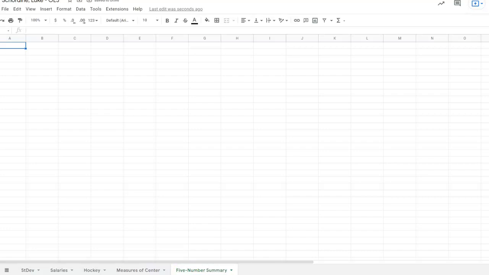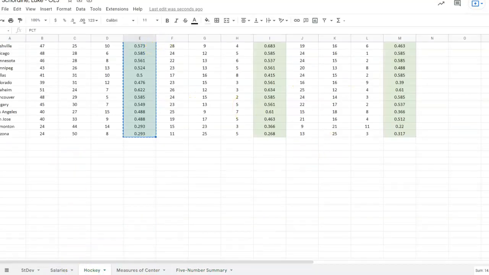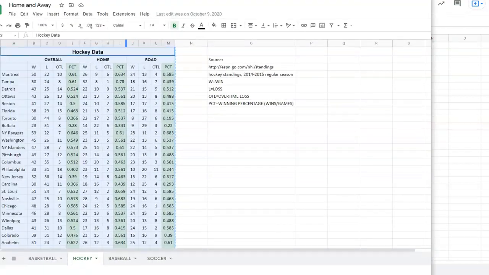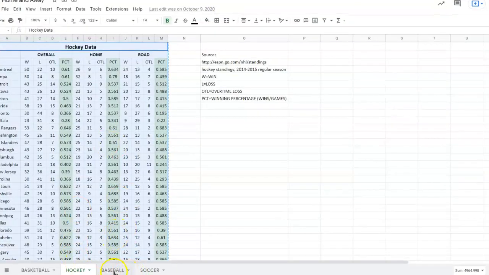And the 5-number summary is going to be for the home PCT, the home percentage for your selected sport. So I'm going to go to a different sport because for your particular situation, you're going to be using the same sport the whole time, right? If you pick hockey, you're going to use hockey the whole time. So in order to prevent you from just straight up copying off of me, for my 5-number summary, I'm going to use another sport. How about baseball?